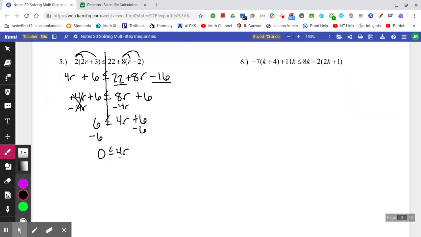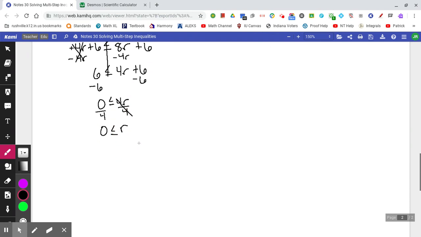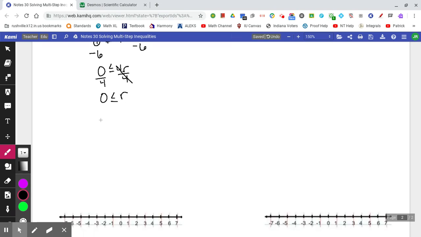The opposite of 4 times r would be divide both sides by 4. Since I'm dividing by a positive number, it means I keep the same inequality symbol. 0 divided by 4 is 0, and then 4 divided by 4 cancels, and that just leaves me with r. So this is saying that 0 is less than or equal to r, or I could say that r is greater than or equal to 0. These inequalities mean the same thing.